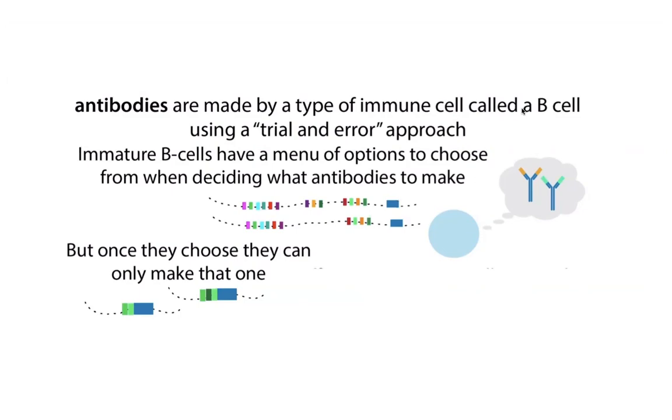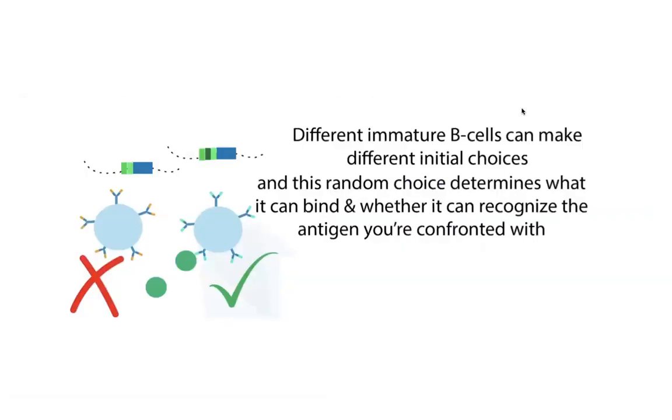What happens is that you have these immature B cells, and they have a whole menu of options to choose from when deciding what antibodies to make. So basically, the genes for making antibodies have a bunch of options. And then the cells edit that DNA. So each cell makes a different random choice about how they edit and remove parts of that DNA and piece other parts together in order to make a unique antibody. So each of these B cells is going to make a unique antibody, just like randomly choosing.